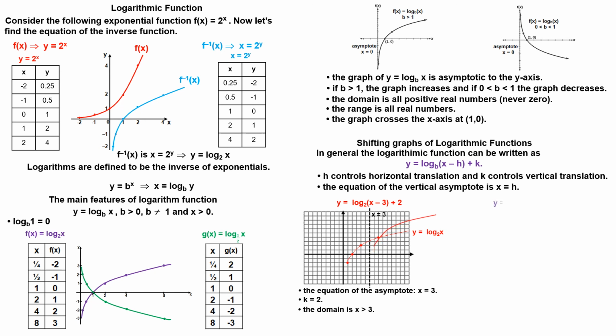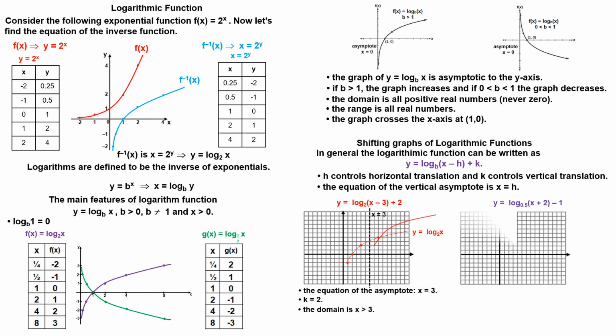Now let's graph the function y equals log base 1/2 of (x plus 2) minus 1. The graph of this function is obtained from the graph of log base 1/2 of x. The equation of the asymptote is x equals minus 2. So we have to shift the graph 2 units to the left. k equals minus 1. We have to shift the graph 1 unit downward.